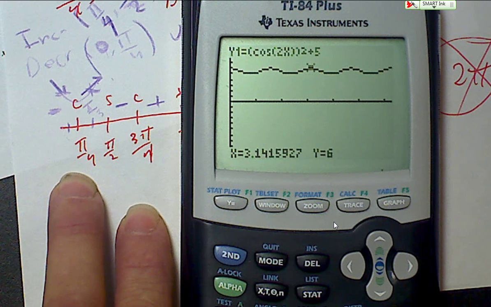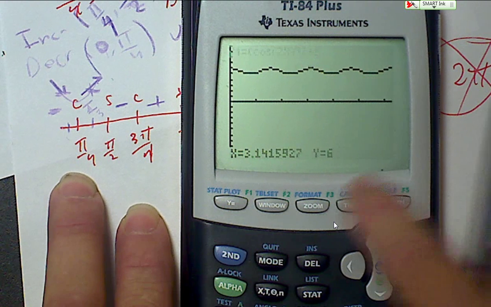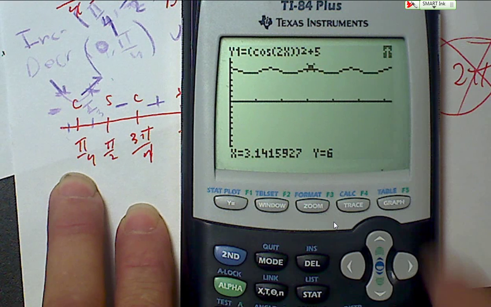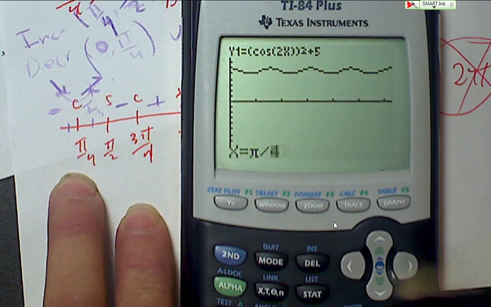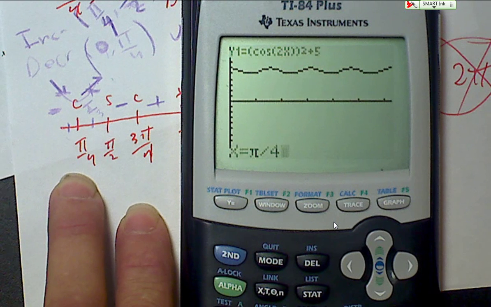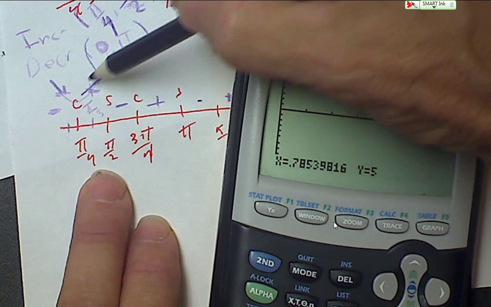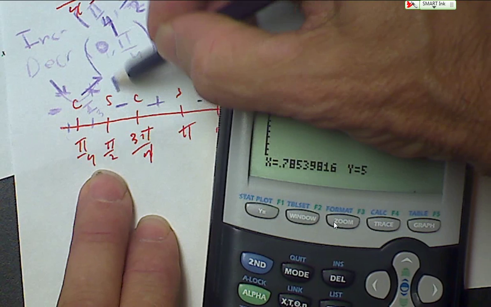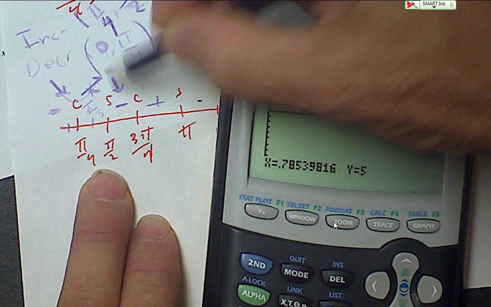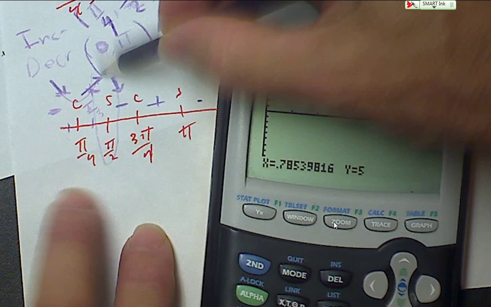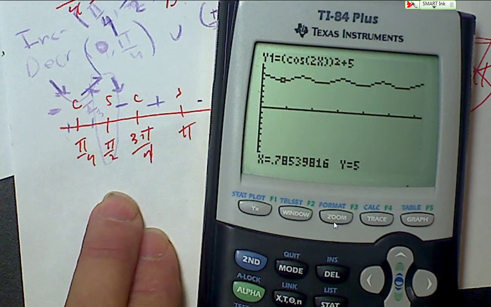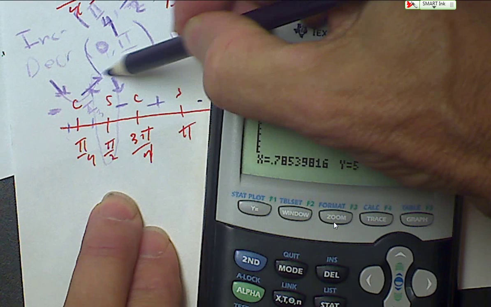Theories? Before I type it in, theories? 5. Anybody else? 5. Okay, let's make sure. All right. So then this one went from increasing to decreasing. Theories on what this point right here is going to generate for you? A maximum, right? Because the parent graph is going up and coming down.